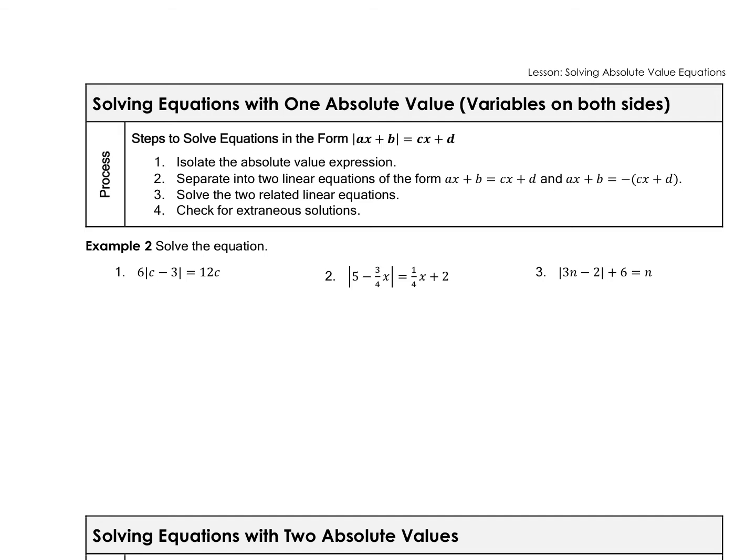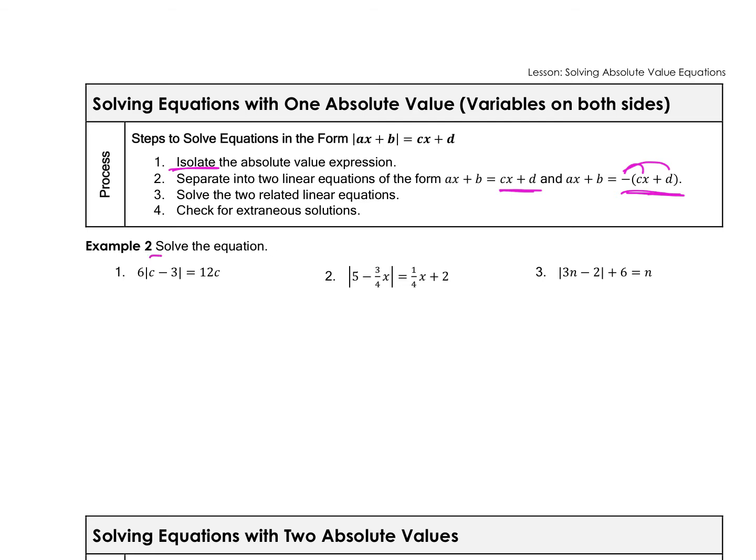Okay, so now we're solving equations with one absolute value with variables on both sides. If you have variables on both sides, you still want to isolate your absolute value. But instead, when on the front we were doing positive and negative of that right side, make sure when you do the negative of that other side that you distribute and change the sign of both of those terms on that right side. And then check for your extraneous solutions at the end.